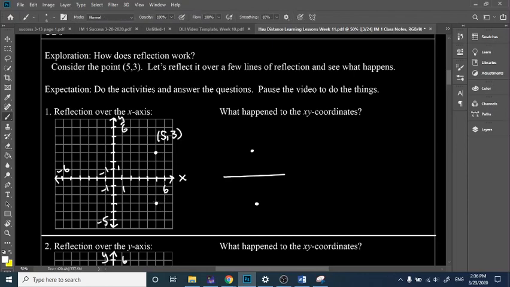So the question is, well, what is that point? I'm just going to do it in yellow so that we see the difference there. So the x value is still 5, but the y value changes. Now it's -3.